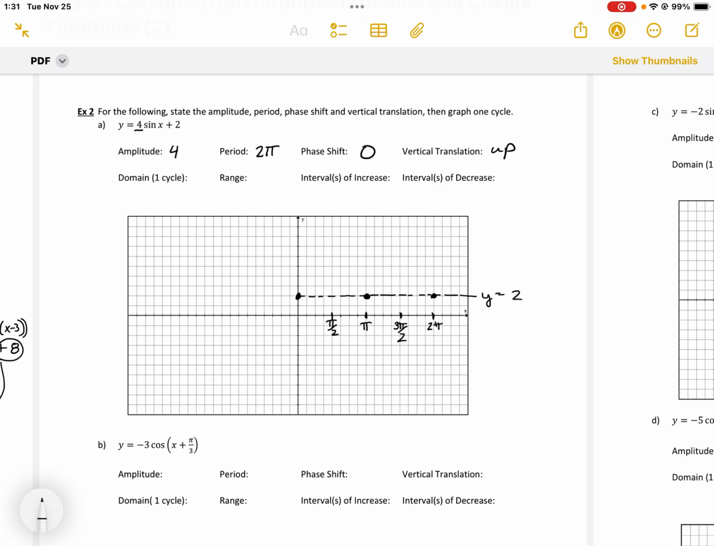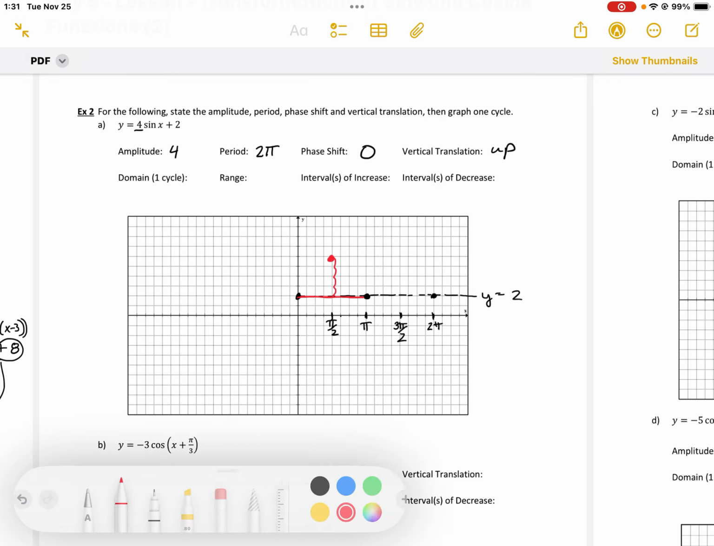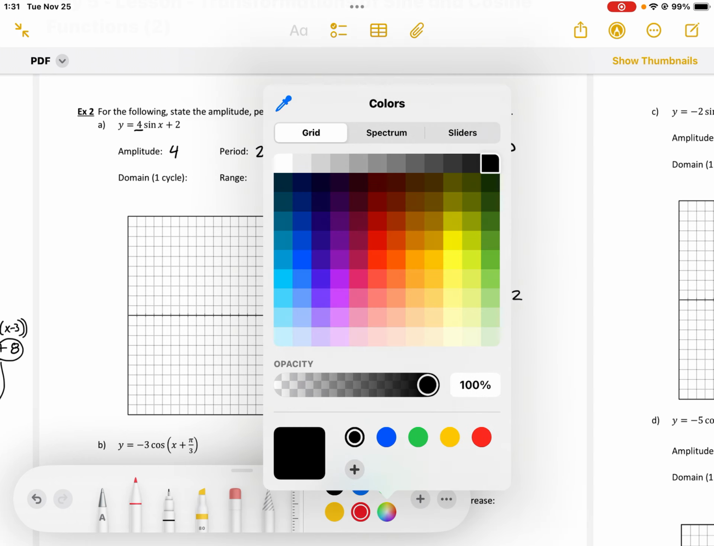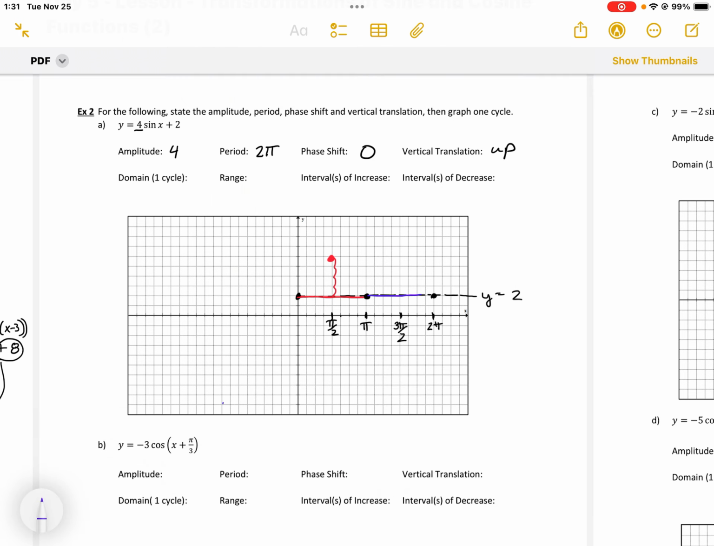Now I know that sine is divided up into 4 sections, so that means that my maximum point has to be halfway in between 0 and pi. So that's at pi over 2, and my amplitude has to be 4. So I need to go up 4 from my equation of the axis. So 1, 2, 3, 4. And I know that my minimum value is going to occur halfway in between these points. So I'm going to go down 4. 1, 2, 3, 4.